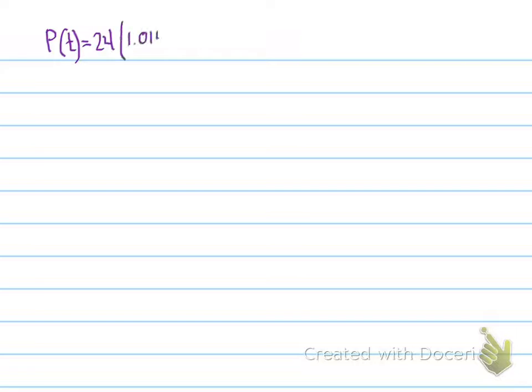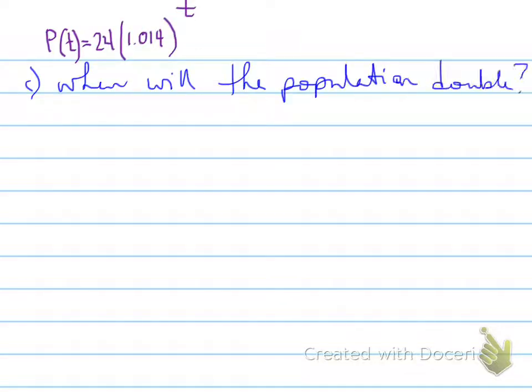P at T is equal to, there's the formula again, and C asks, when will the population double? Well, folks, the easiest way to do this is use something that we're going to be learning in grade 12 called logarithm. And I know that a lot of times you're taught these in other courses and not really told what it is. In grade 12, you will learn about this, but in the meantime, we're going to do the fast way to get this answer.